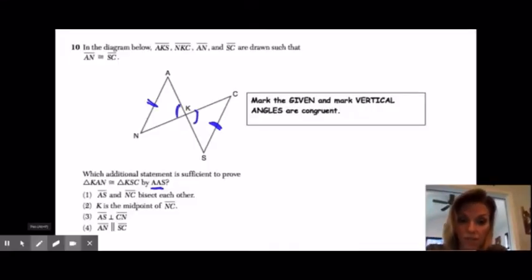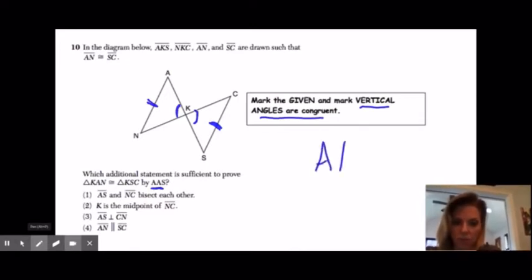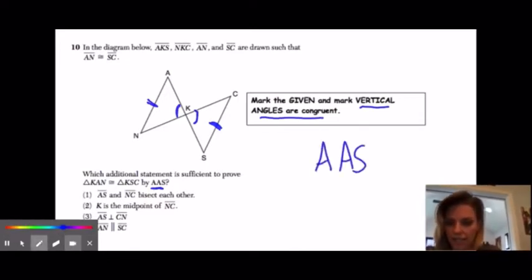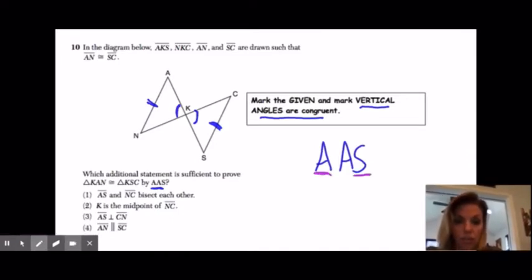Because they're vertical angles, and all vertical angles are congruent. So if we look at your picture, you have one angle and one side. Well, let's talk about this. If I want to prove them congruent by angle, side, like I just said, you guys have one angle and one side. So what do you need? You need another angle.